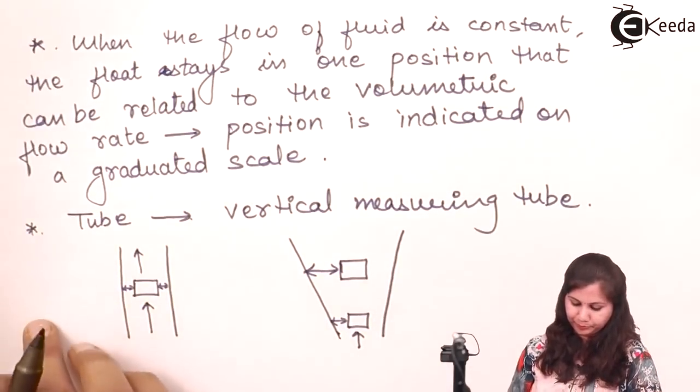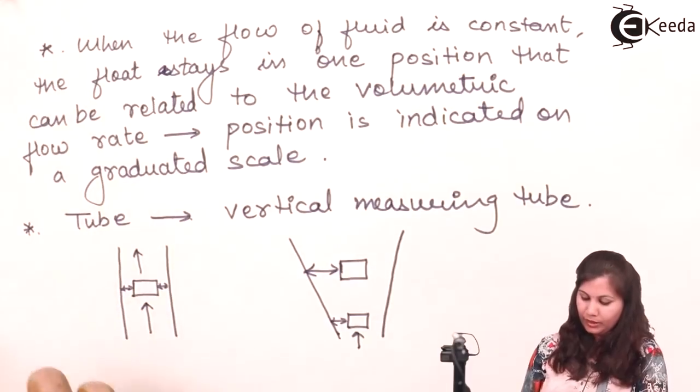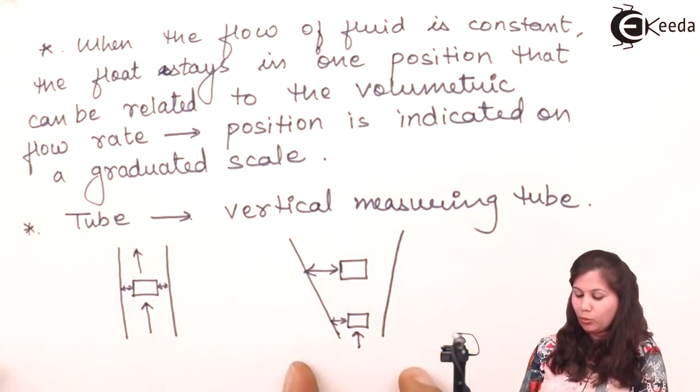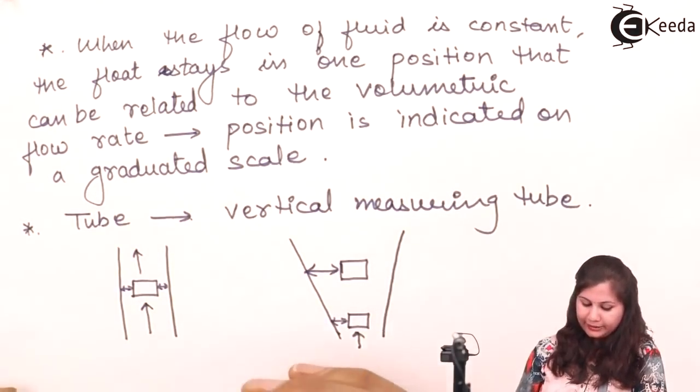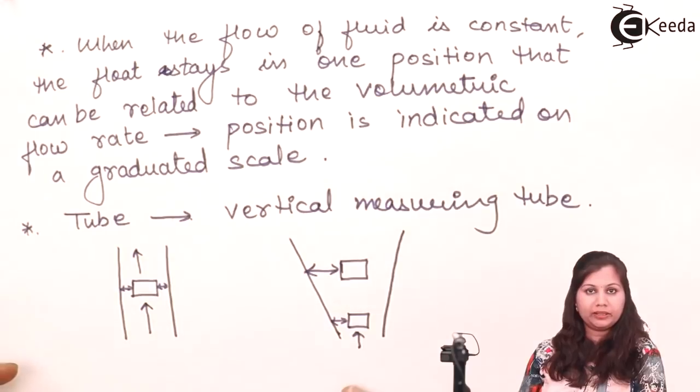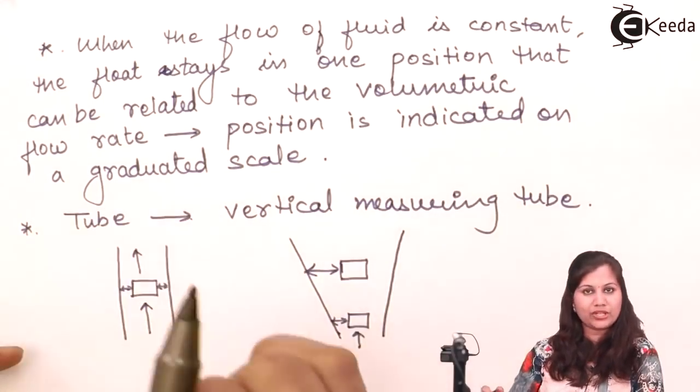But this tube should be kept in the vertical position so that gravity can act on it. And a dynamic balancing will be there between the upward force and the downward force. So this was the principle of working of the rotameters, how they measure the flow rate by measuring the change in the cross-sectional area.